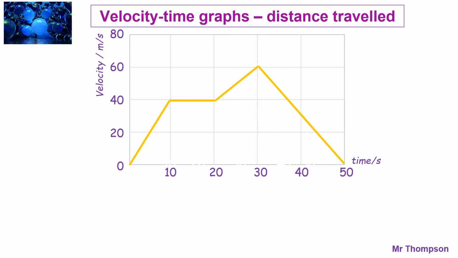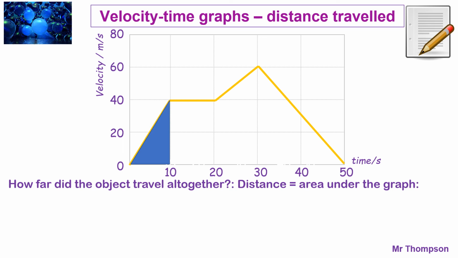Okay, now the harder thing to do is to work out the distance travelled from one of these graphs. So the distance travelled is actually the area under the graph. So if we want to work out the area under the graph for the first section, we can draw a triangle. That triangle, the area is half the base times the height. So in this section here, it will be half of 10 times 40, and that section travelling 200 meters.